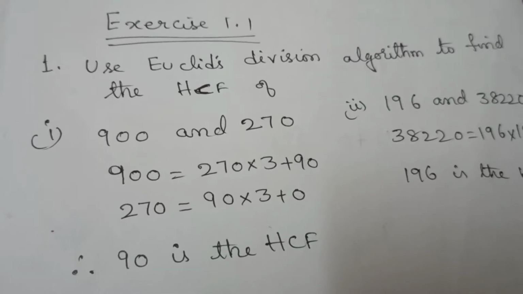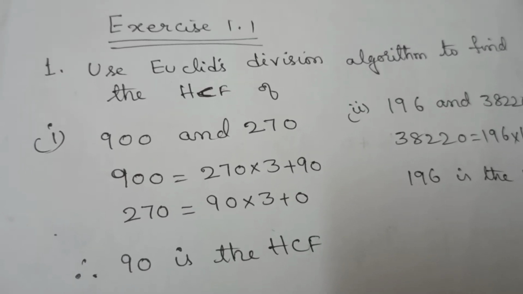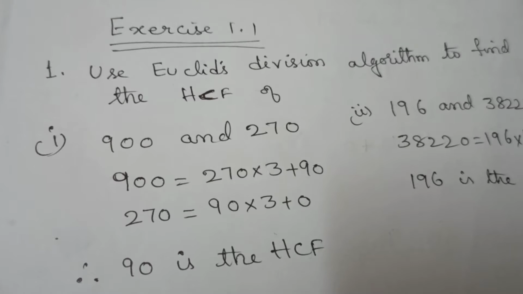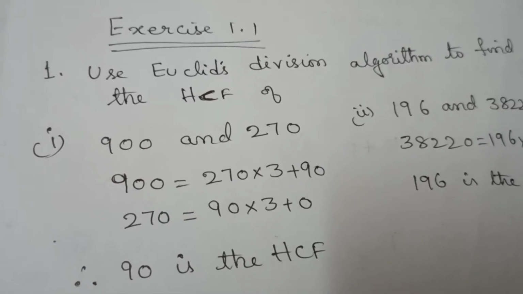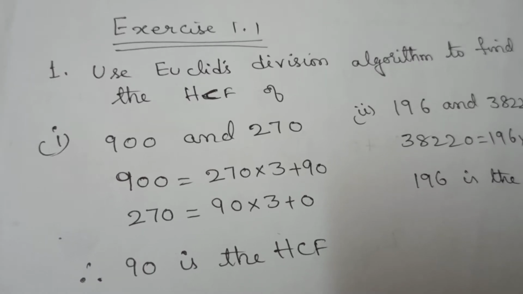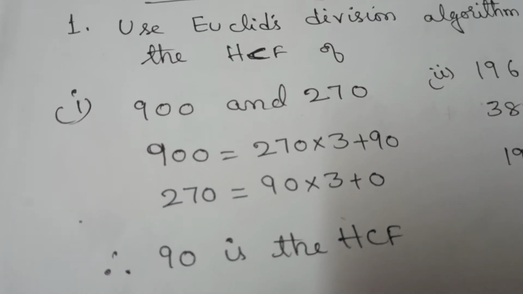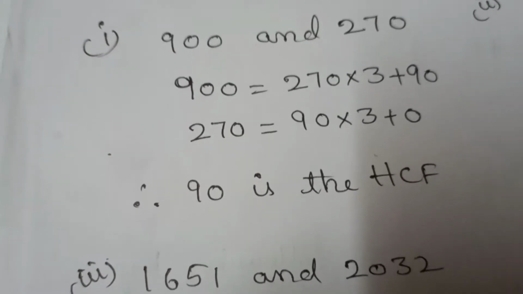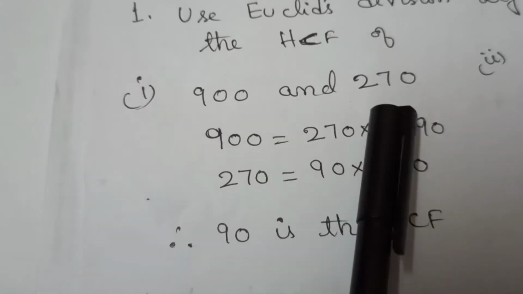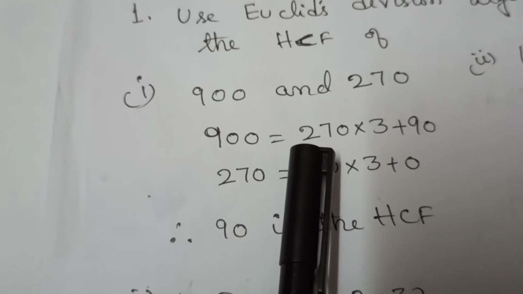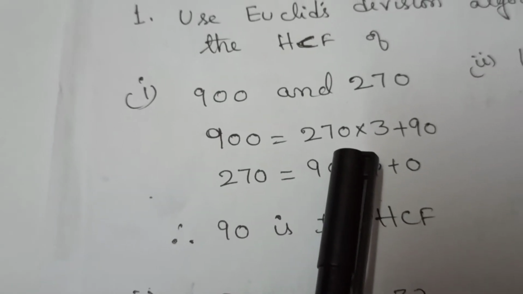Hello everyone. Today we are going to solve exercise 1.1 of chapter 1, Real Numbers, from 10th class mathematics. Here we are going to use Euclid's division algorithm to find the HCF of 900 and 270. Here we see 900 and 270. So divide this 900 by 270.